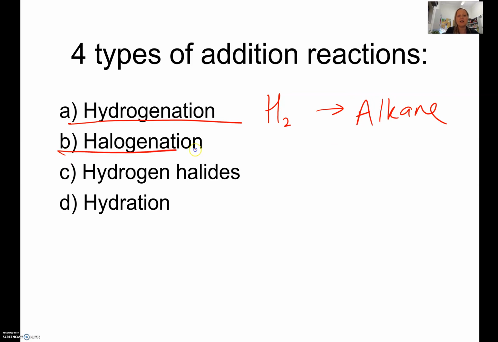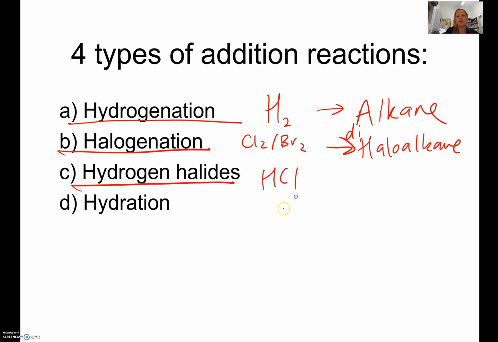Halogenation, so that's if you add a halogen, so Cl2 or Br2 are the ones that we commonly add, and if you add Cl2 or Br2 to an alkene, you're going to form a haloalkane, and it's actually going to be a dihaloalkane because both atoms will go on. You can add a hydrogen halide, which means hydrogen with a halogen, so HCl or HBr, and you'll produce just a haloalkane again. Won't be a di one because there's just a single atom.